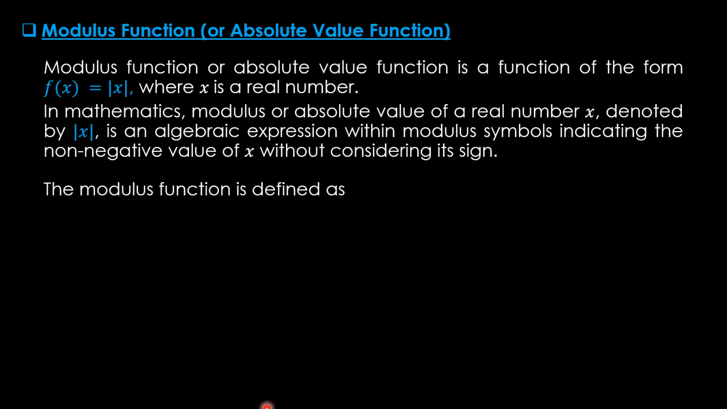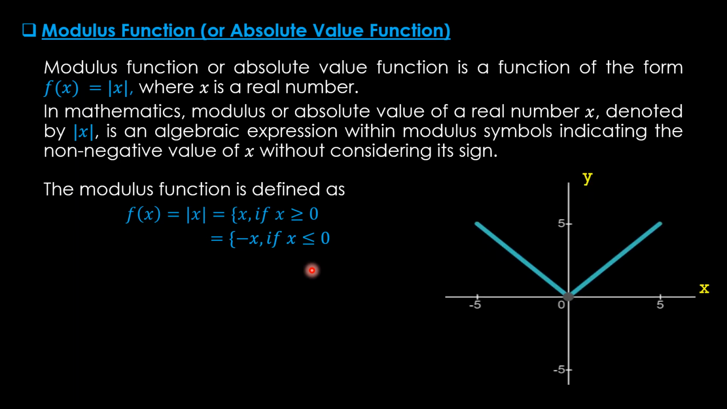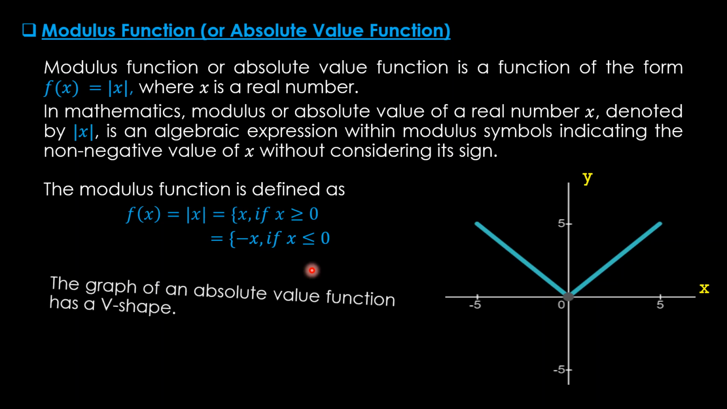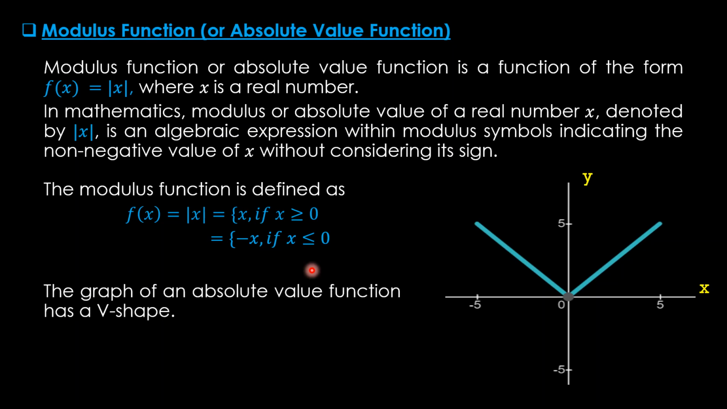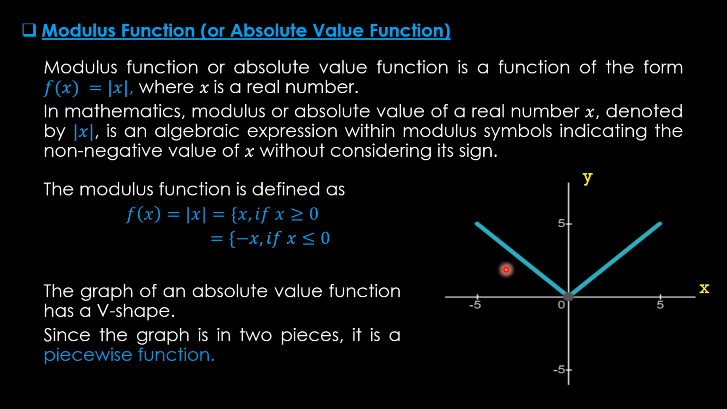The modulus function is defined as f(x) = |x|, which is equal to x if x is greater than or equal to 0, and equal to −x if x is less than or equal to 0. So this is the graph of the modulus function f(x) = |x|. The graph of an absolute value function has a V shape. So f(x) = |x|, the graph of this function is always a V shape like this. Since the graph is in two pieces, it is a piecewise function.